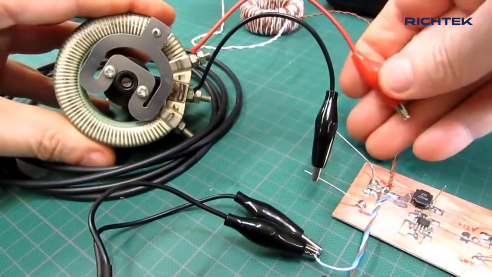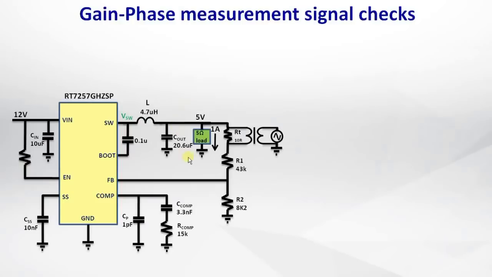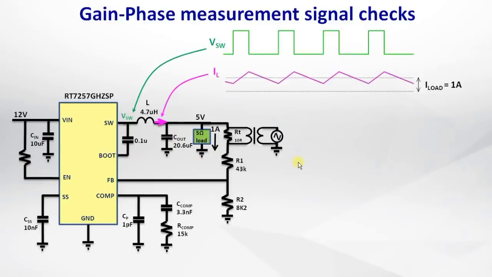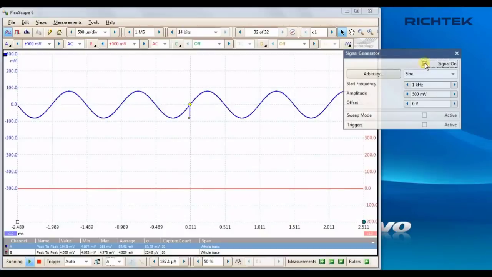I apply a 5 ohm load to the converter for a 1 amp load current. This will keep the converter in continuous conduction mode, which is the operation mode we want to check for stability. I set the generator at 1 kHz and 500 mV peak, which gives a transformer output signal of around 90 mV peak.